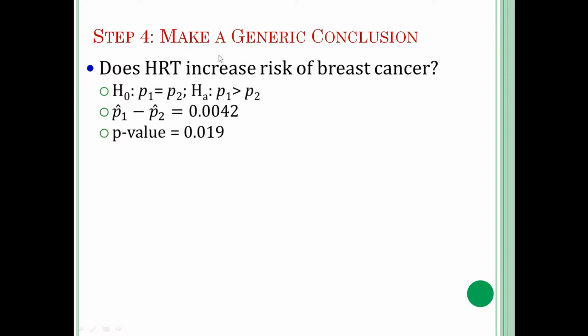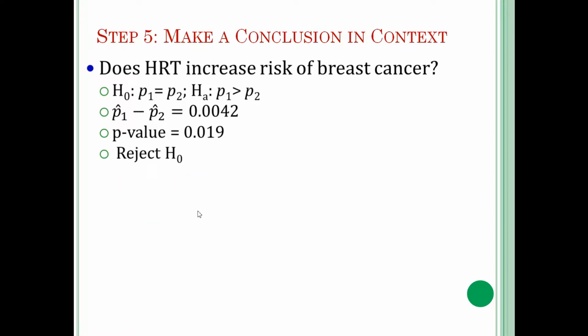Now, step 4, you need to make the generic conclusion. Basically, should we reject the null or not? So alpha, as we said, if it's not given to you, alpha will be 0.05, and obviously in this case my p-value is less than alpha, so you reject the null.